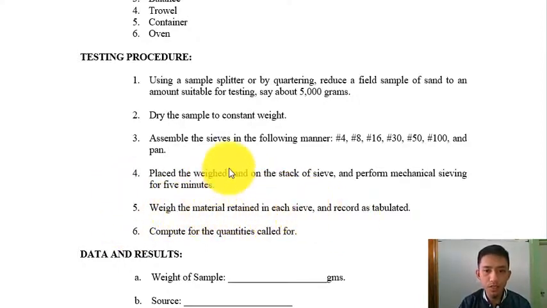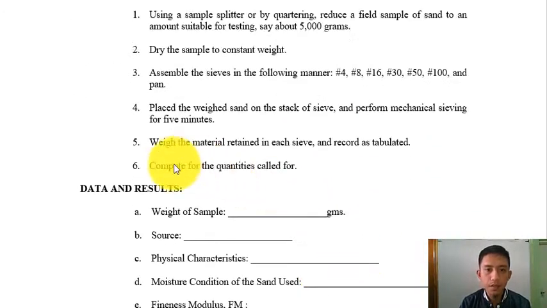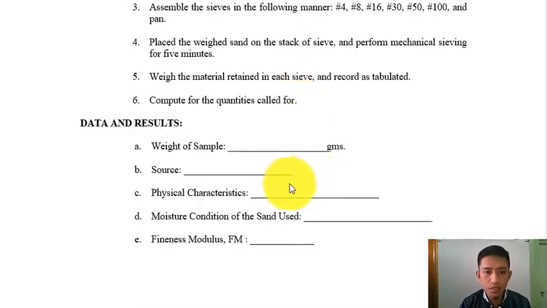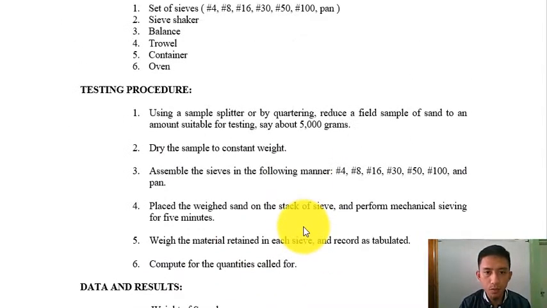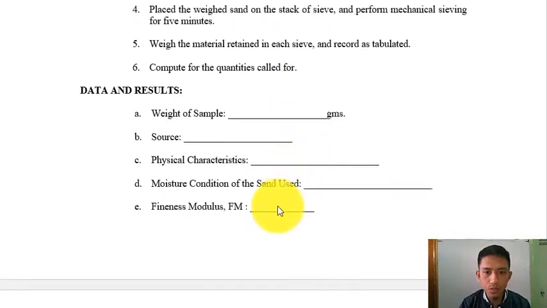Okay, so again, place your weighed sand on the stack of sieves and perform mechanical sieving for 5 minutes. 5 minutes again for mechanical, and 10 minutes for manual. So weigh that one. What will be the percentage or the weight retained in each of the sieves? Record that on the table below. And then compute the quantities called for. Okay, whatever that is. And actually, that is our main purpose here, your fineness modulus. Okay, so we will be computing that one. That is discussed in your lecture.